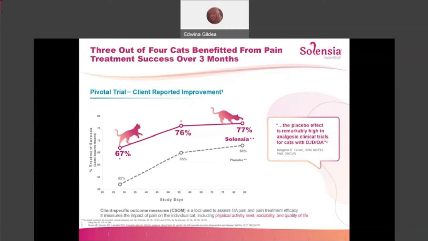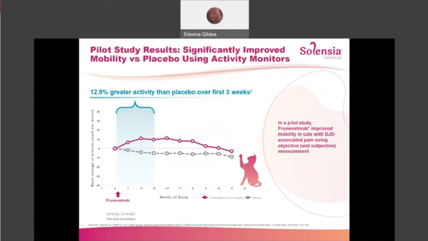Further studies have been carried out in relation to frunevetmab, and this is one of the earlier studies. This actually looked at the mobility of cats using activity monitors. Within this study, the activity monitors were applied to the cats. The cats were allowed to get used to the activity monitor for a period of 2 weeks before the trial actually started. So at 2 weeks after applying the activity monitors, frunevetmab was administered, as was a placebo. And you can see the results reflected in the pink line reflecting the Silencia group or frunevetmab group, and the grey line reflecting that of the placebo group.